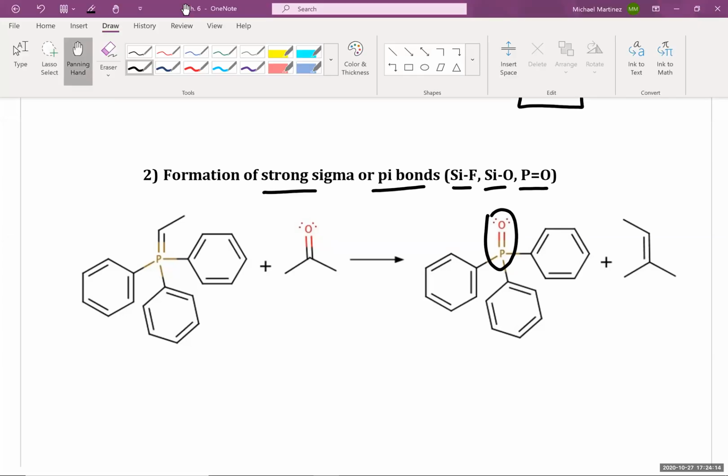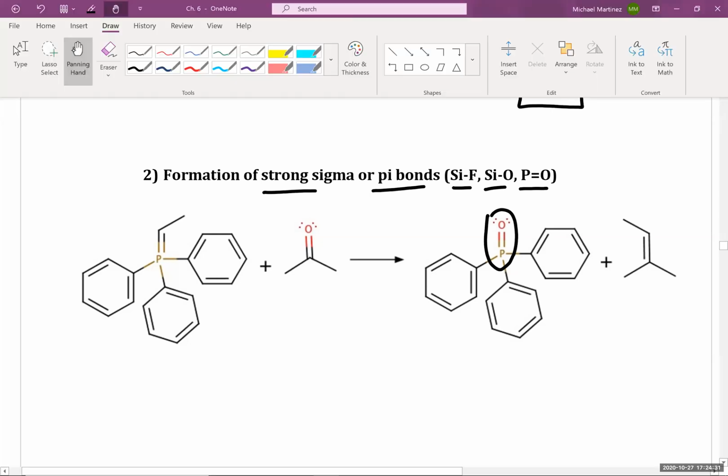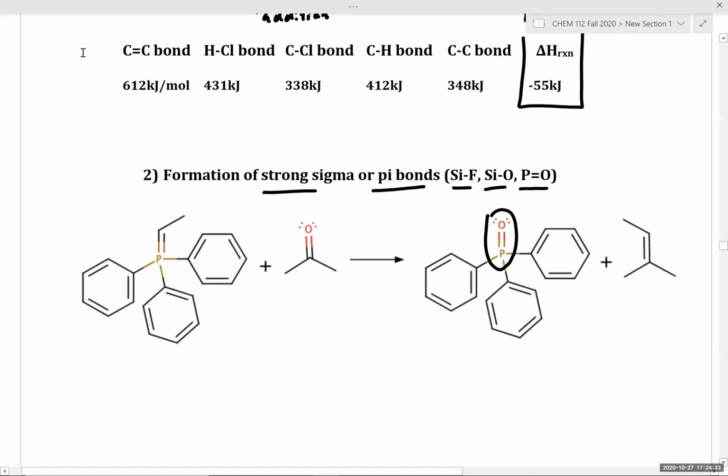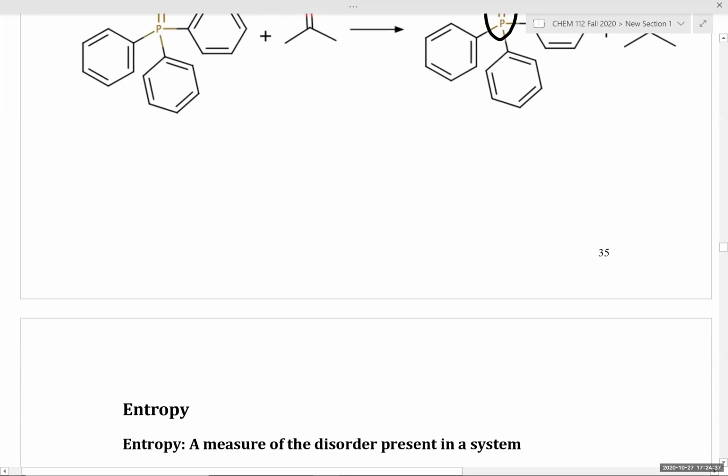Okay, so oftentimes if you're drawing a mechanism, your mechanism should partially account for why the reaction is favorable. And in the case of the Wittig reaction, the key payoff step in terms of energetics is that you're generating this very, very low energy phosphorus-oxygen double bond. That helps drive the reaction to completion.